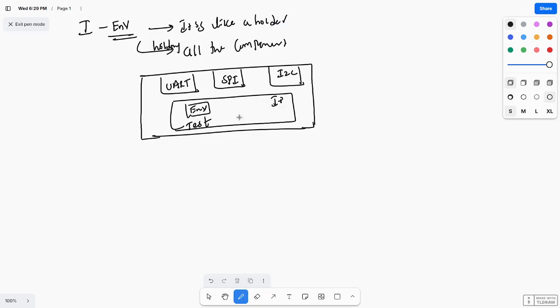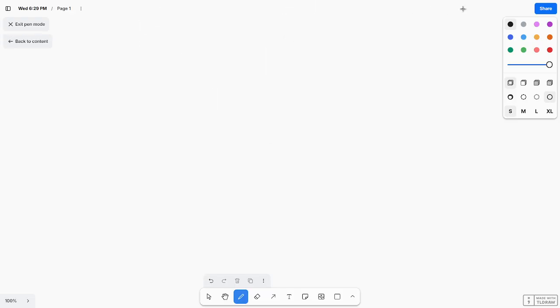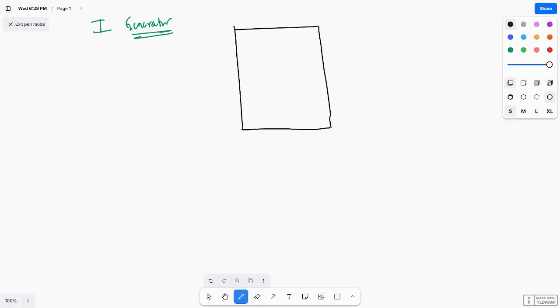Okay, and next coming to the generator. What is the generator? For the generator we'll take the example of RAM. We already saw the RAM design in Verilog. This is an 8 cross 8 RAM. So if you see the 8 cross 8 RAM, what are the inputs? Clock is one input, reset is one input, write enable is one input, and read enable is one input.